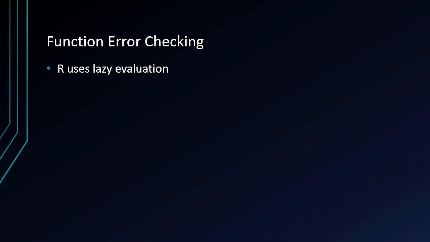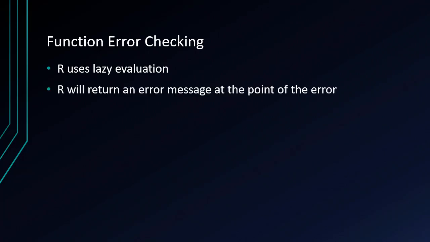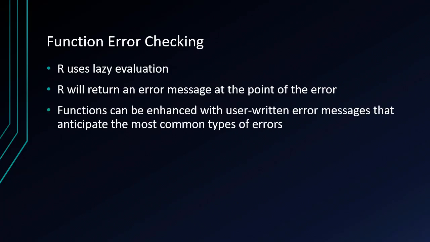R uses lazy evaluation, which means that you can put errors in functions and R won't know it until you actually run the function. R will return an error message at the point of the error. And functions that we write, especially if we're going to give them to others, can be enhanced with user-written error messages that anticipate the most common types of errors.